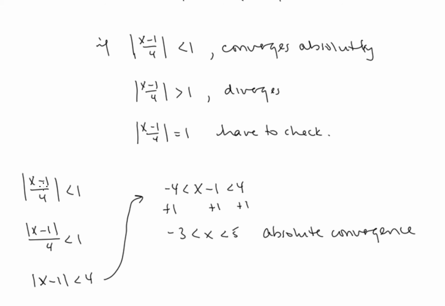Absolute value of (x minus 1) over 4 being less than 1. Multiply both sides by 4 and solve for x here. We have x between negative 3 and 5. And so we know so far that for all of these x values, there's absolute convergence.